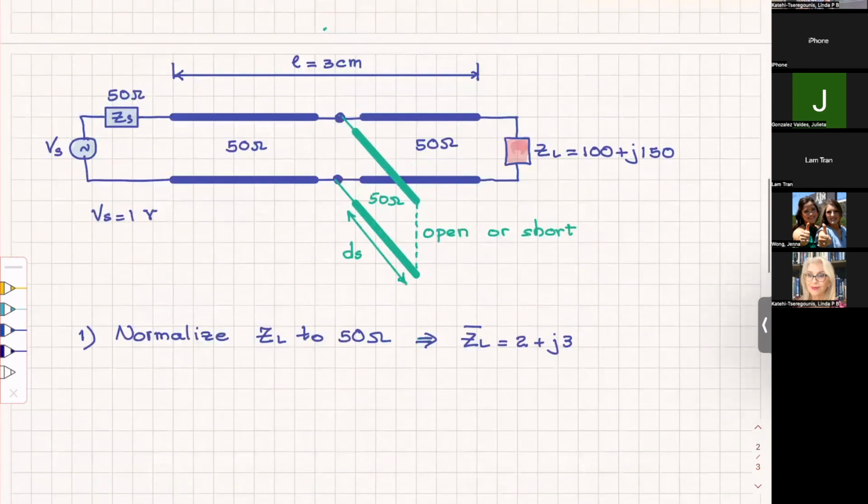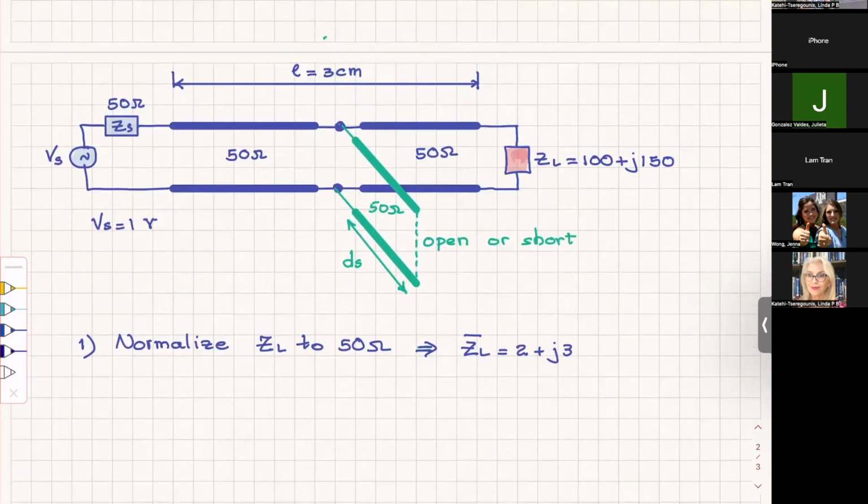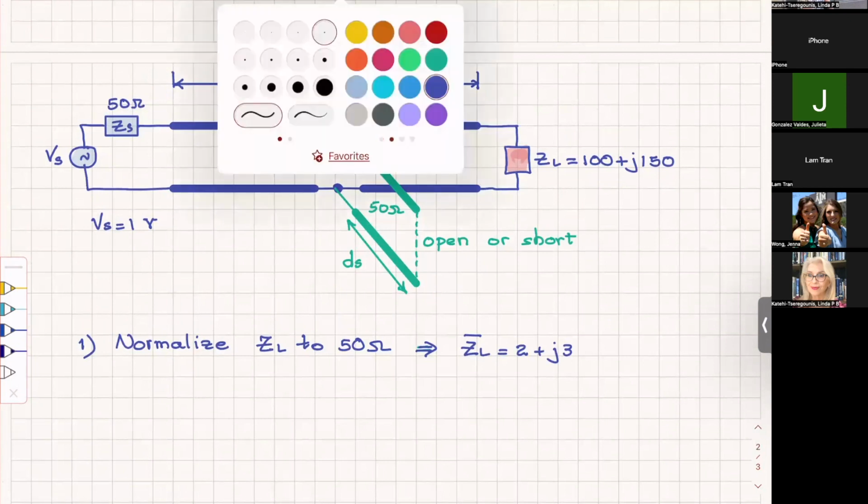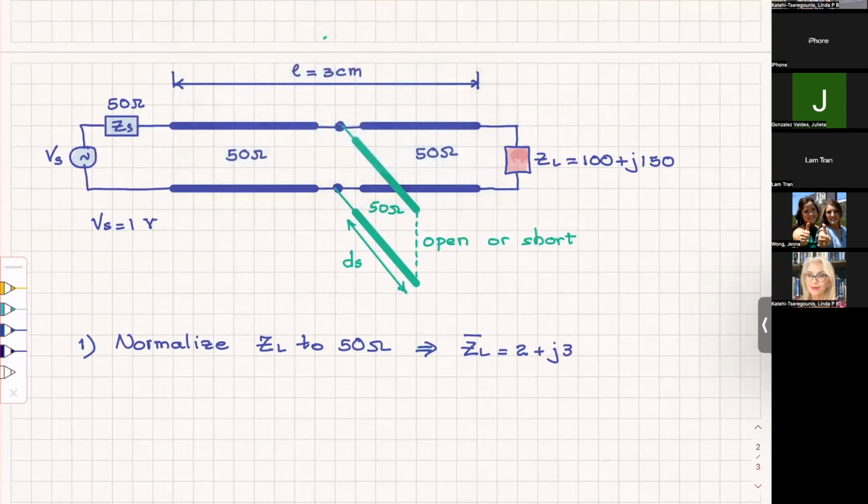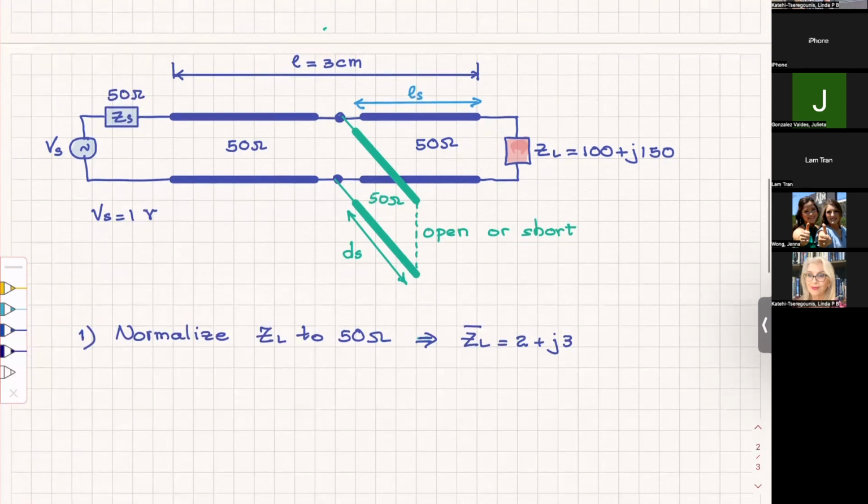All right. Now what we want to find is d_s, and then also we want to find this length here, that will tell us exactly the location. So this length, let's call it L stub, the location of the stub, and d_s is the length of the stub.